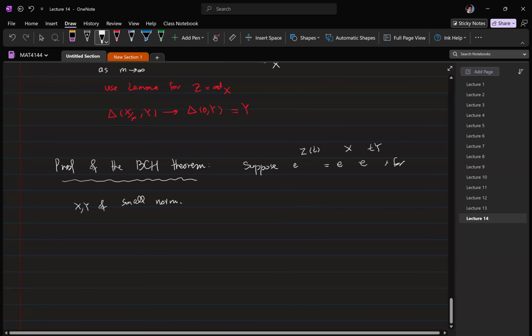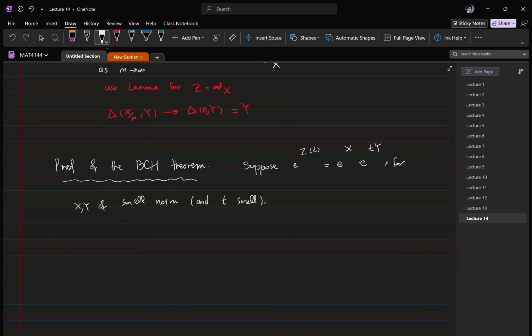I mean, you really don't need to assume the norm of y is small. You can make t small. Okay, and maybe I should say and t is small. But really, eventually, you want to set t equal to 1. So, okay, maybe you do need the assumption that y is small in norm. Because otherwise, you might only define this z of t for some small interval of t. But anyway, for x and y of small norm, log of e to the x e to the ty makes sense because that lies within a small distance from the identity element of your Lie group, okay? Or in general, like the matrix.